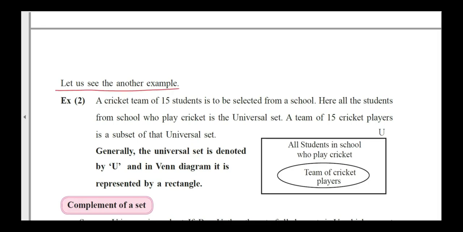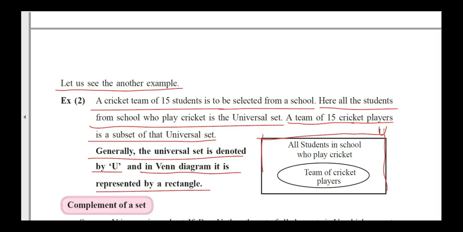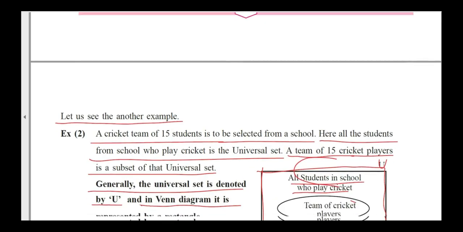Now let us see another example. A cricket team of 50 students is to be selected from a school. Here all the students from the school who play cricket form the universal set. A team of 50 cricket players is a subset of that universal set. Generally, the universal set is denoted by capital U, and in the Venn diagram it is represented by a triangle. That is, all the students who play cricket is the universal set, and the team of the cricket players is a subset.